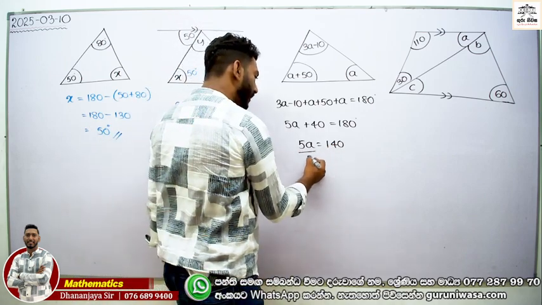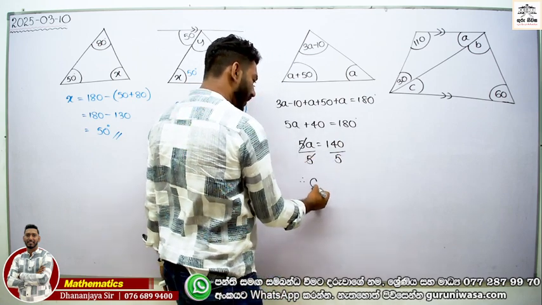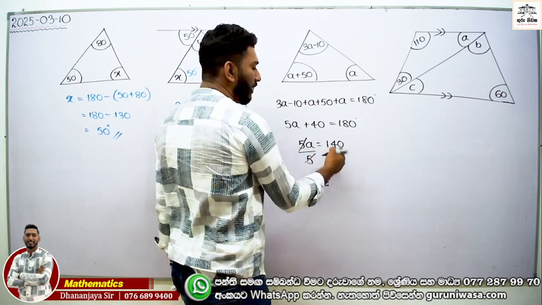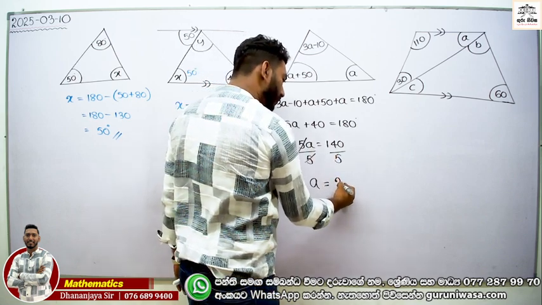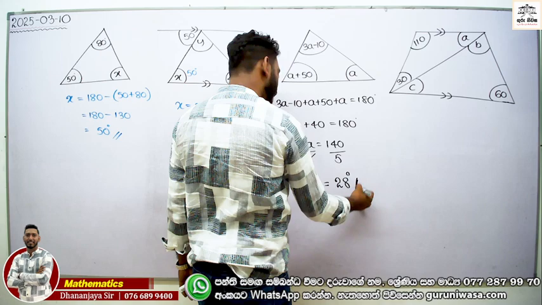Now you can divide by 5. Finally, a is equal to 140 divided by 5, which is 28 degrees.